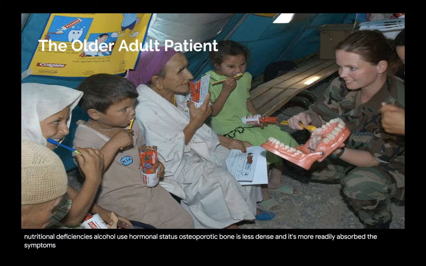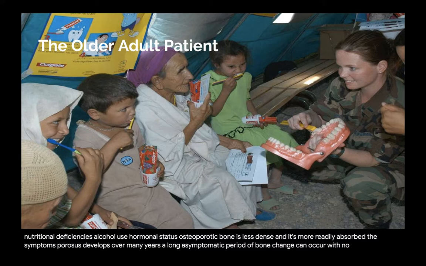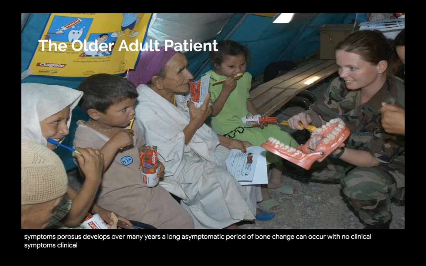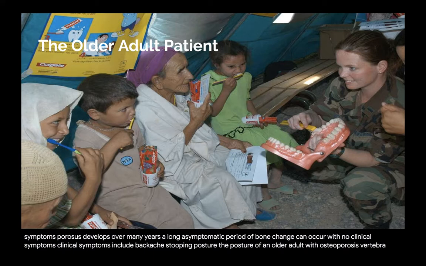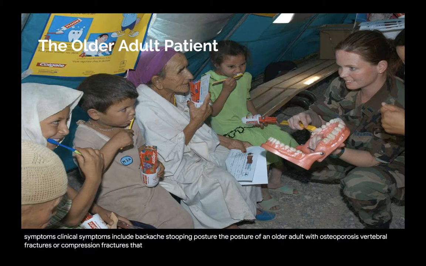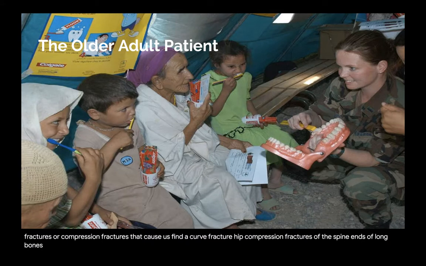The symptoms. Osteoporosis develops over many years. A long asymptomatic period of bone change can occur with no clinical symptoms. Clinical symptoms include backache, stooping posture, the posture of an older adult with osteoporosis, vertebral or compression fractures that cause the spine to curve, fracture of the hip, compression fractures of the spine, and of the ends of long bones. Evidence of bone changes in the mandible, residual ridge resorption.